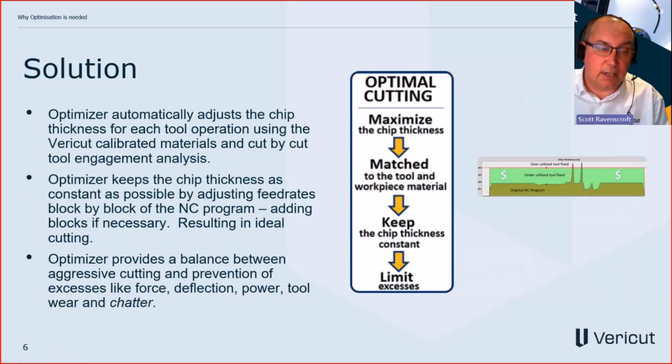So the solution to this is that Optimizer, Vericut Optimizer, automatically adjusts the chip thickness for each tool operation using Vericut calibrated materials, which we'll talk to you a little bit about in a bit, by cut tool engagement. So Optimizer will keep the chip thickness as constant as possible by adjusting feed rates in our NC program, block by block. We will add blocks if necessary, which will result in an ideal cutting condition on the cutting tool. And it will provide a balance between aggressive cutting and prevention of things like excessive forces. So it's a balance of the two.